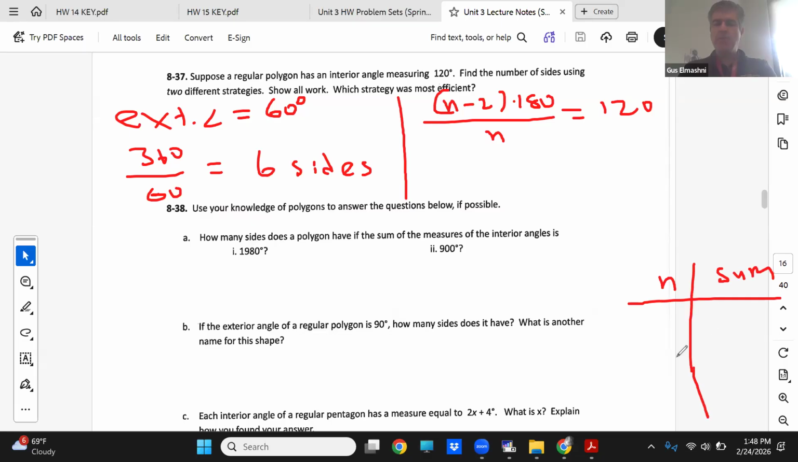when you have 3 sides, what do all the angles add up to again? If you have 4 sides, what do they add up to?